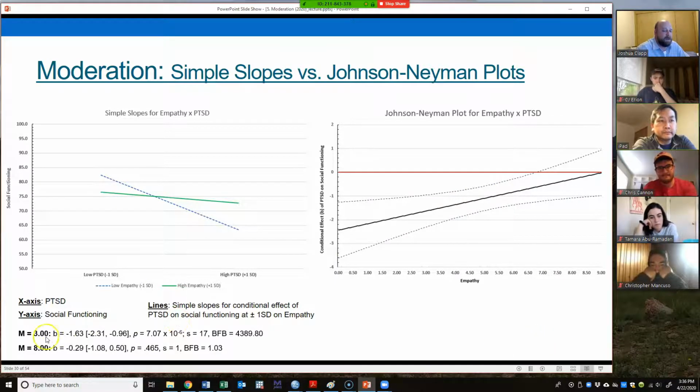With my simple slopes, I looked at a standard deviation below and a standard deviation above, values of 3 and 8. Here's a value of 3. CJ, do I have evidence of this as a non-zero effect? Yeah, why? Your confidence interval there isn't crossing 0. Exactly. I've included this reference line here at 0, right? And so the upper limit for this effect is quite a ways off of 0, so we've got very clear evidence of an effect, right?